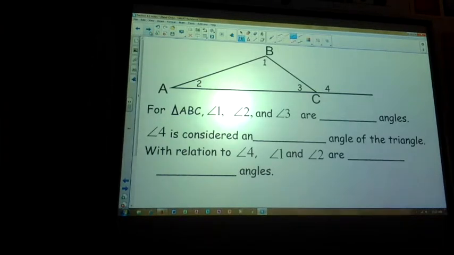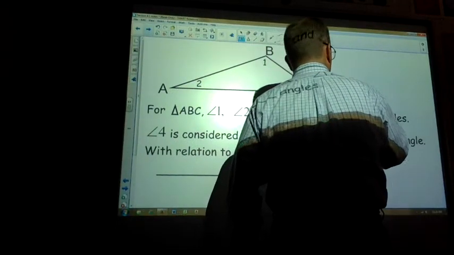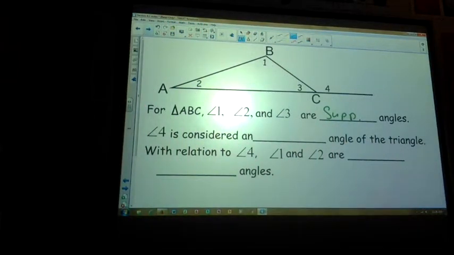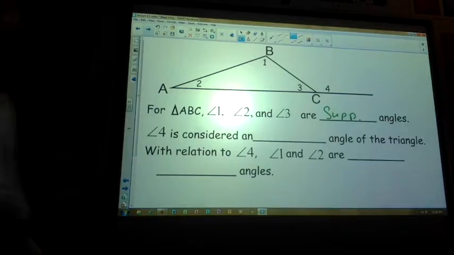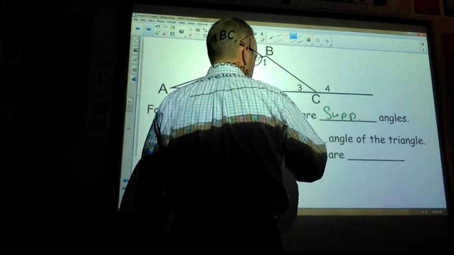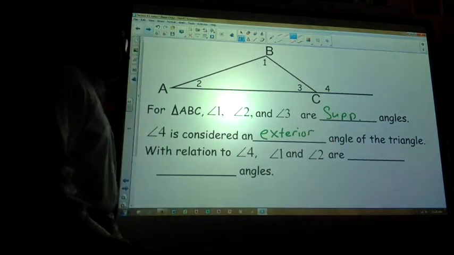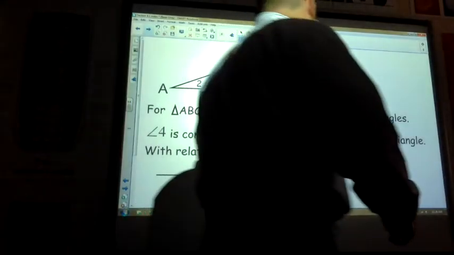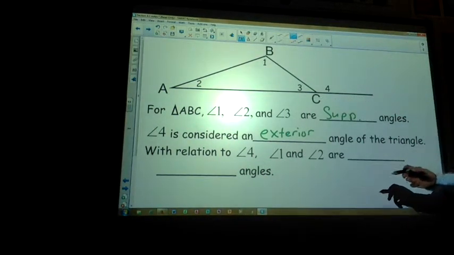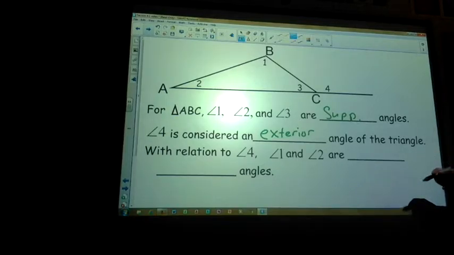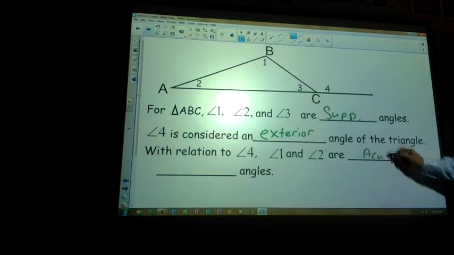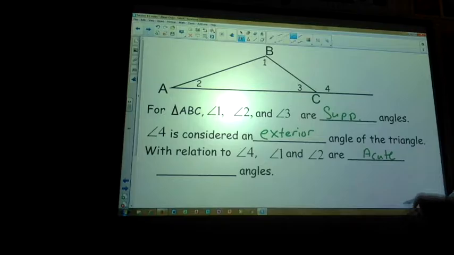All right, for triangle ABC, angle 1, angle 2, and angle 3 are supplementary. I'm just going to put sup. Angle 4 is considered an exterior angle of the triangle. With relation to angle 4, angle 1 and angle 2 are acute angles.